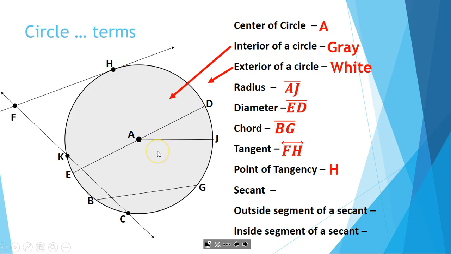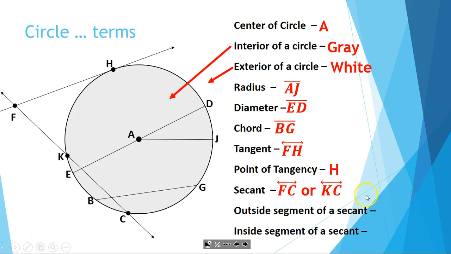Now, a secant is again a line that intersects the circle at 2 points. Now, we have our line right here that intersects the circle at K and at C. Now, we could name this FC, or we could name it KC. Doesn't really matter which one we name it, but remember again, it's a line, so we have the line symbol over top of it.